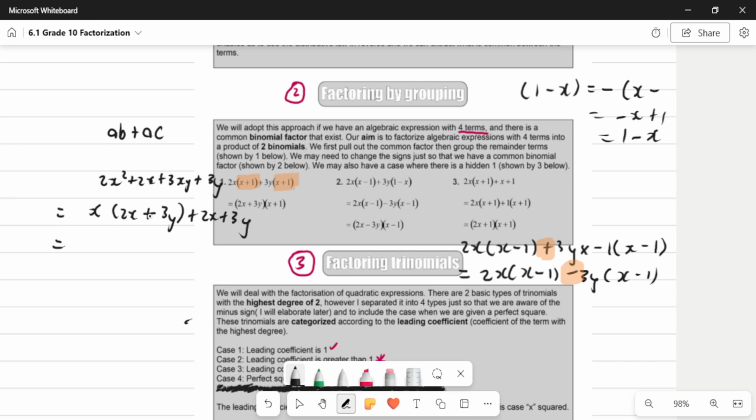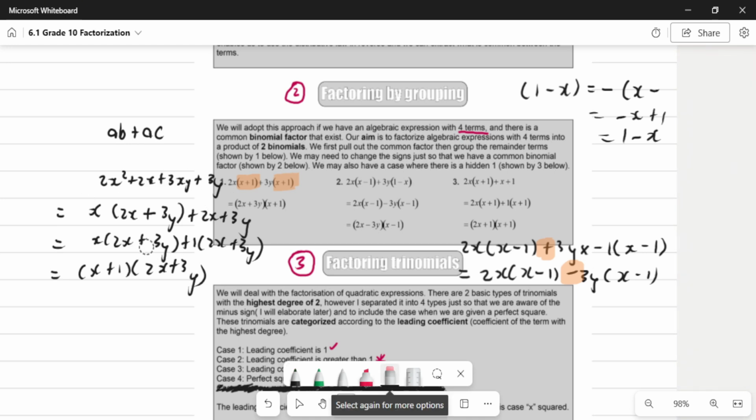Right, so now how are we able to factorize this using factoring by grouping? This is where it comes from, the third variation. So therefore what I can do is I can say it's x into 2x plus 3y plus 1 into 2x plus 3y. And we're able to simplify this into x plus 1 into 2x plus 3y. Right? So you can choose any two terms, but you just have to keep all of the other rules of factorization under factoring by grouping in mind, in order to ensure that you can solve these questions.